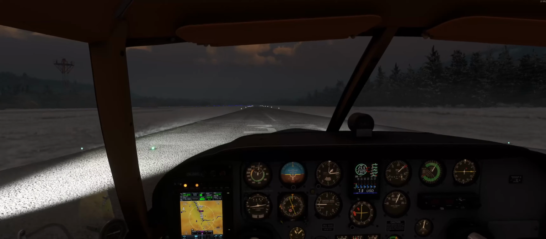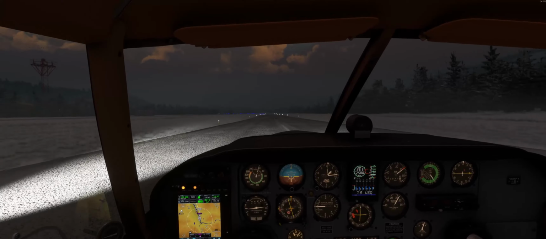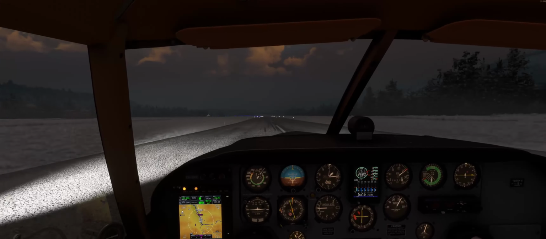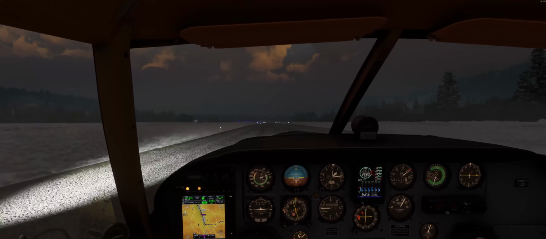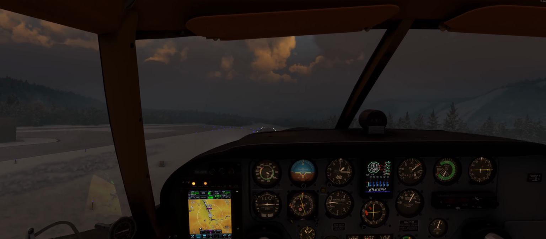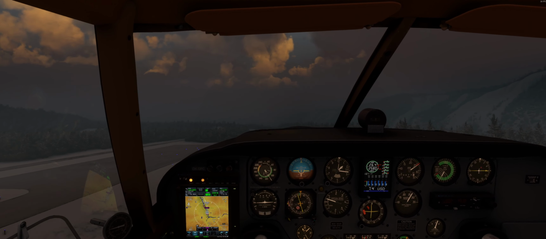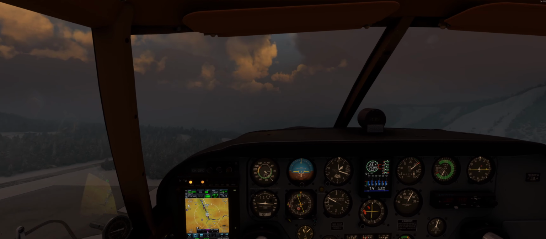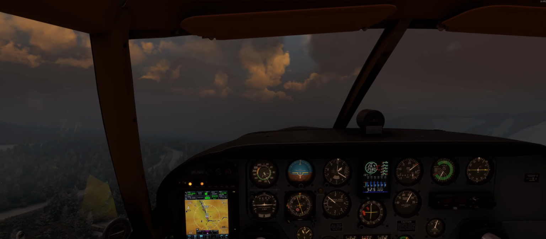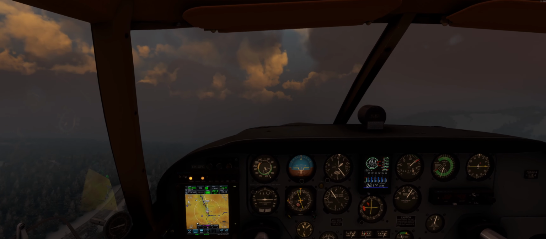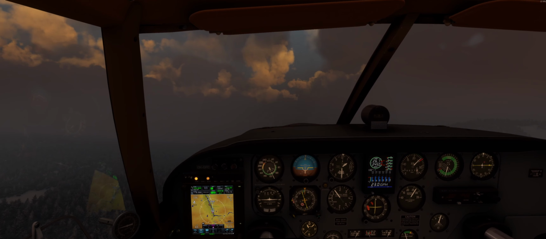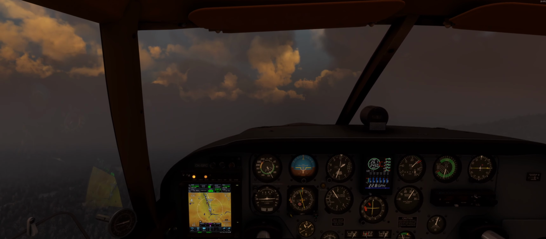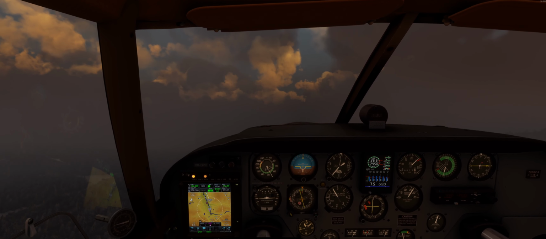Healy River traffic, November 36 Foxtrot, on the ground, taxi to runway 33, Healy River. Climbing to 1900.